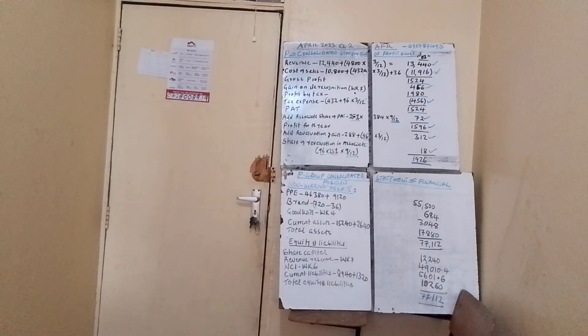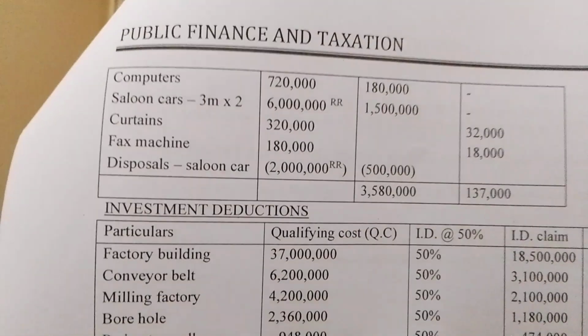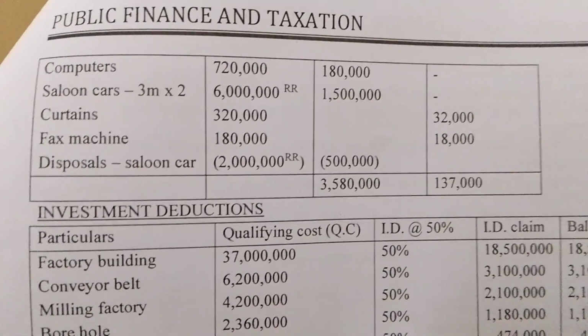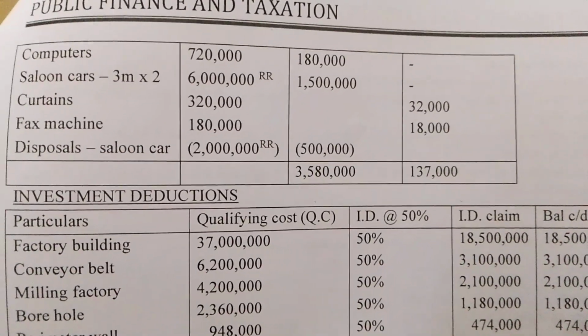So that's the reason why for these cars you have taken 3 million. For cars, you can see we have taken 3 million, and there are two of them. RR, restricted value.